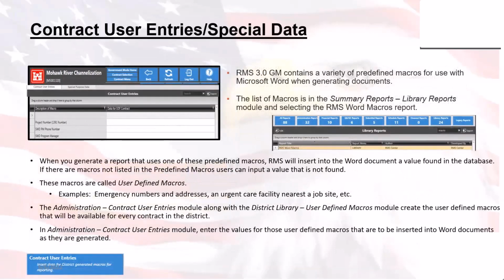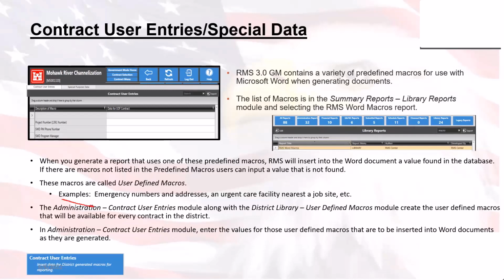Anyway, all right. This is the contract user entries module. So this is back, open up contract, go to the administration tab, and there's this module called contract user entries. What does this module do? This is for word templates, for macros. If you're brand new to RMS, again, you're probably not going to be using this, but this is where you can set up specific macros for your contract. Depending on your district's policy, this probably will be set up for you.